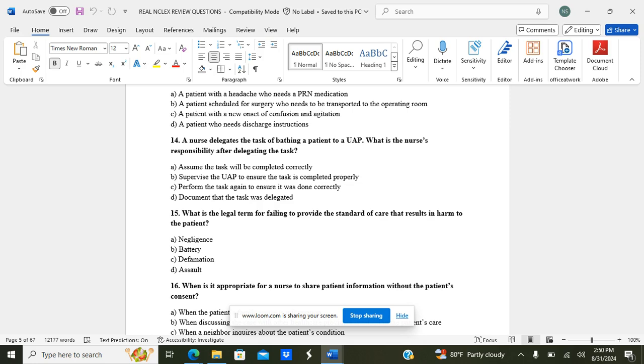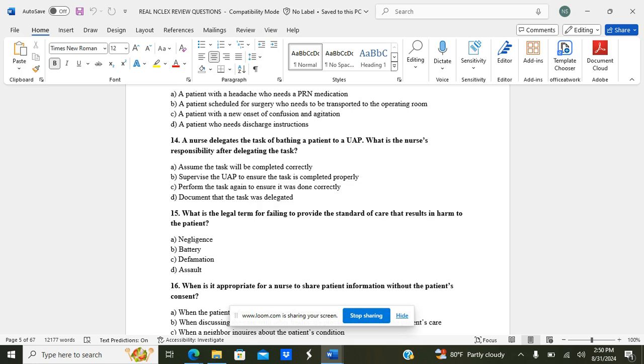That is the best choice ever. You have to take B as a choice: supervise the UAP. We can see the other choice, but we know B is the choice. She said perform the task again to ensure it was done correctly. No, you cannot perform the task again.